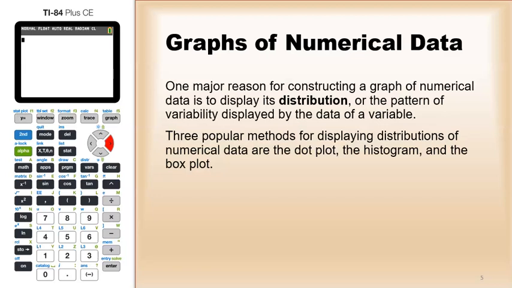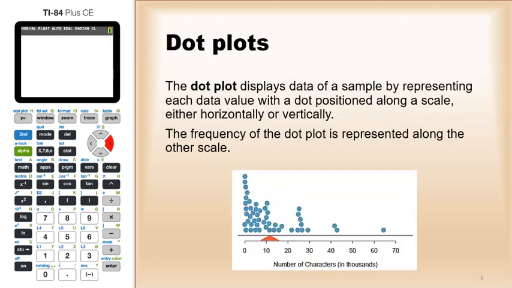Three popular methods for displaying distributions of numerical data are the dot plot, the histogram, and the box plot. Now, a dot plot displays data of a sample by taking any data value and putting a dot in the appropriate place on the scale. This can be either horizontally or vertically. The frequency is represented along the other scale. So basically, when data values are repeated, you stack them.